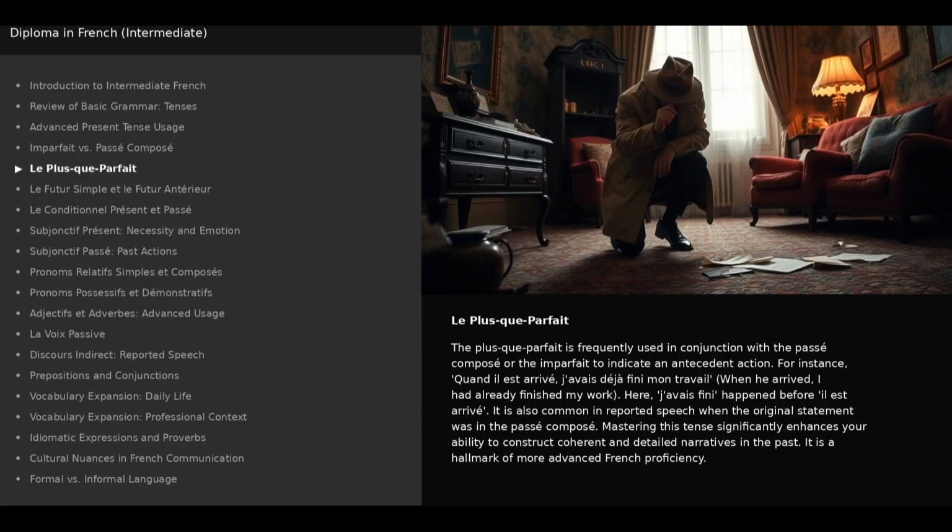It is also common in reported speech when the original statement was in the passé composé. Mastering this tense significantly enhances your ability to construct coherent and detailed narratives in the past. It is a hallmark of more advanced French proficiency.